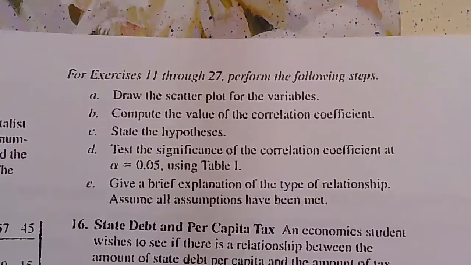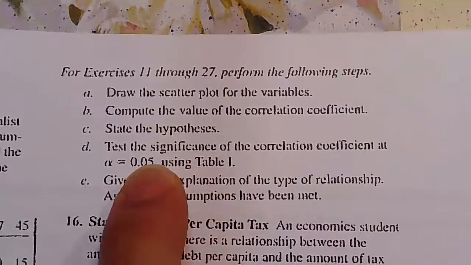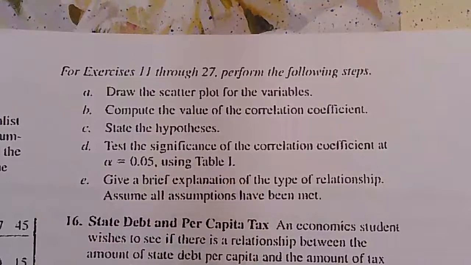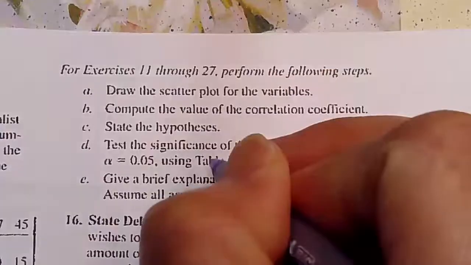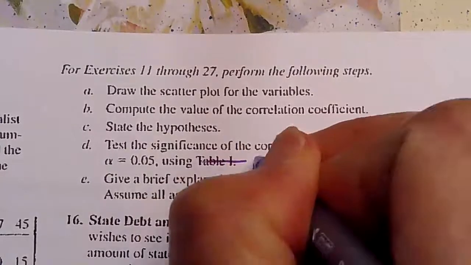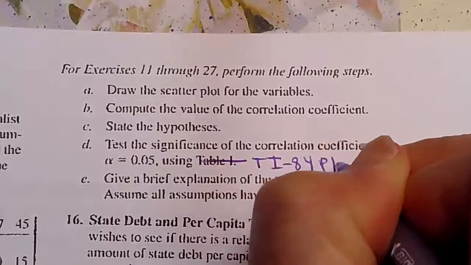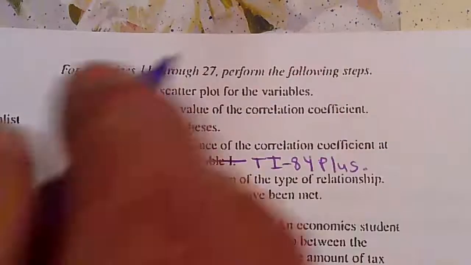We want to compute the value of the correlation coefficient. You want to state the hypothesis. You want to test the significance of the correlation coefficient at alpha equal 0.05. This is to the hundredths place, and we won't use the table. This is going to be using the TI-84 Plus graphing calculator.